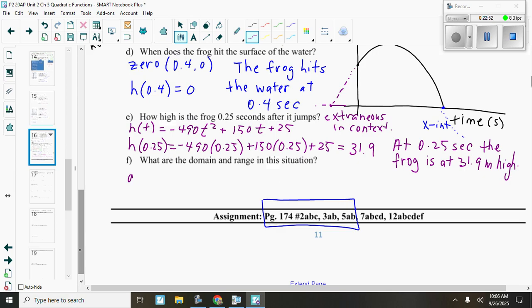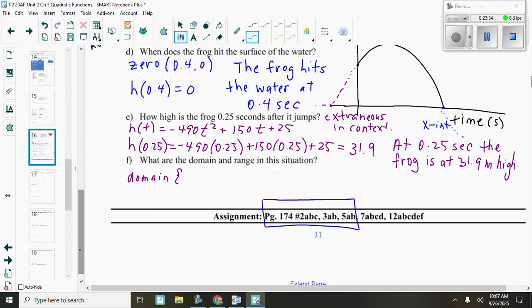So your domain no longer is x such that x belongs to real numbers, no restrictions. We do have some restrictions. So what is our range for this? Logan. Does time stop in the context of this question? Once he hits the water, we're not interested in him swimming under the water. So time technically stopped when he hit the water.